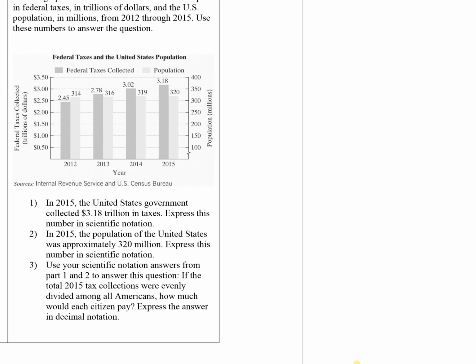A trillion has a lot of zeros, right? So it's 3 trillion, which is 3,180 billion. So that's going to be 3.18 times 10. Now how many times do we move the decimal? 1, 2, 3, 4, 5, 6, 7, 8, 9, 10, 11, 12. Wow, that's a whole lot. So we have to move that decimal 12 times. So there you go, 3.18 times 10 to the 12th power. That's for number 1.